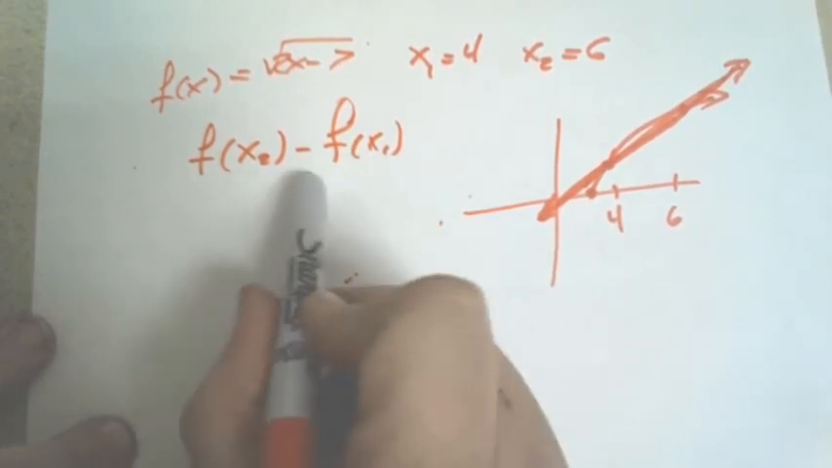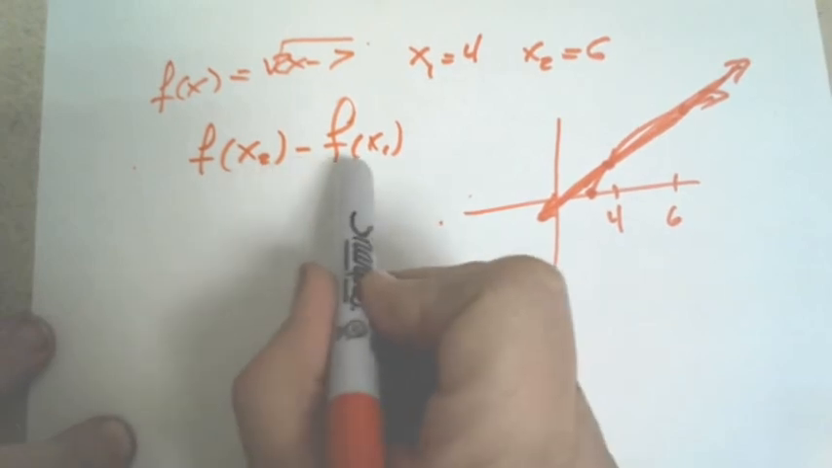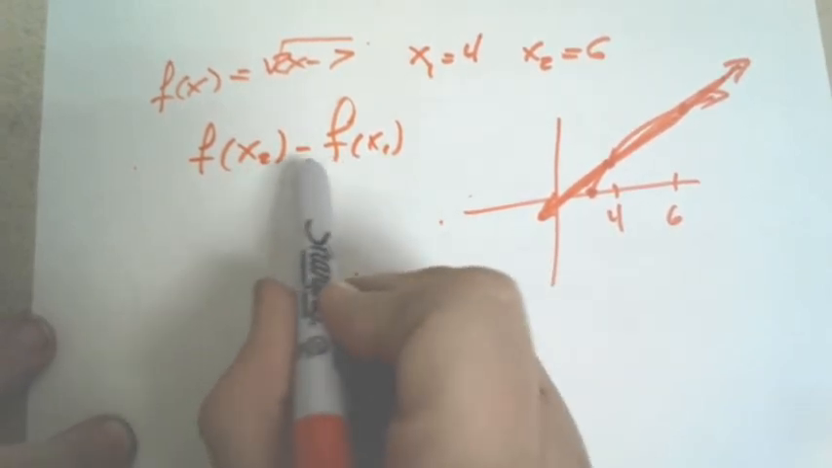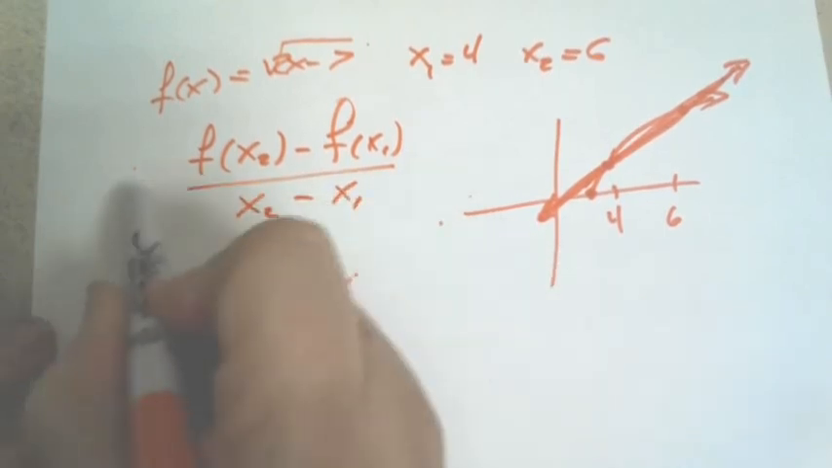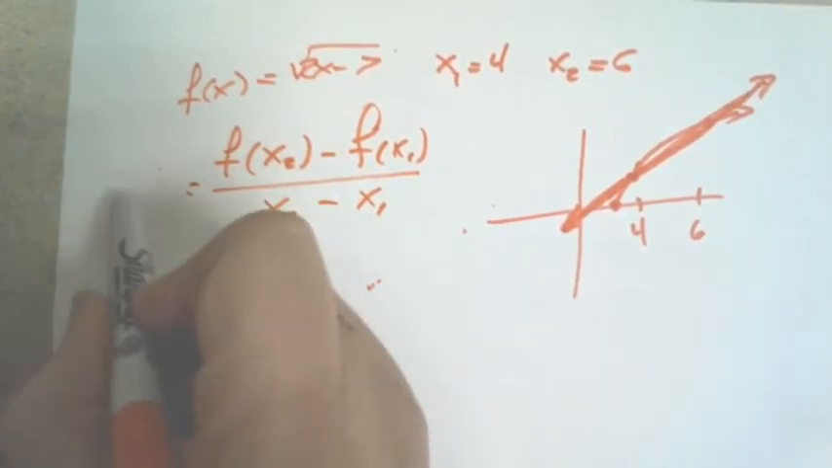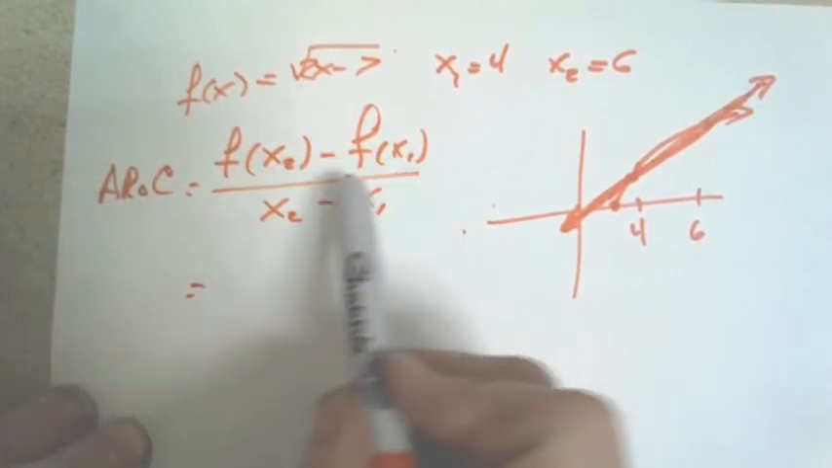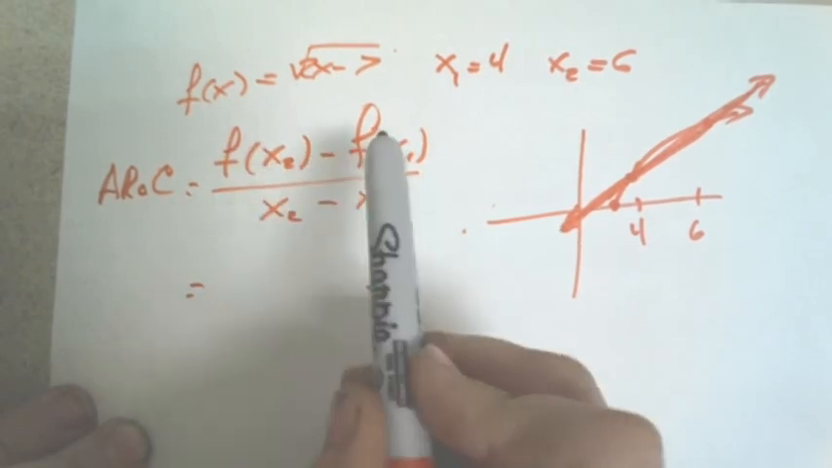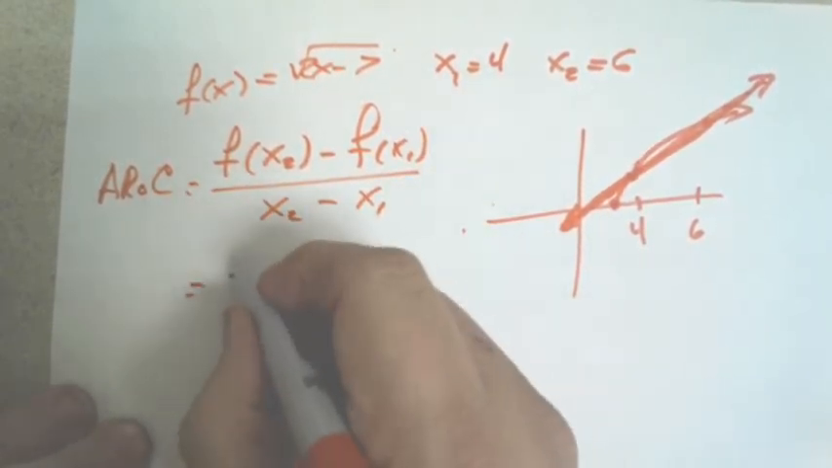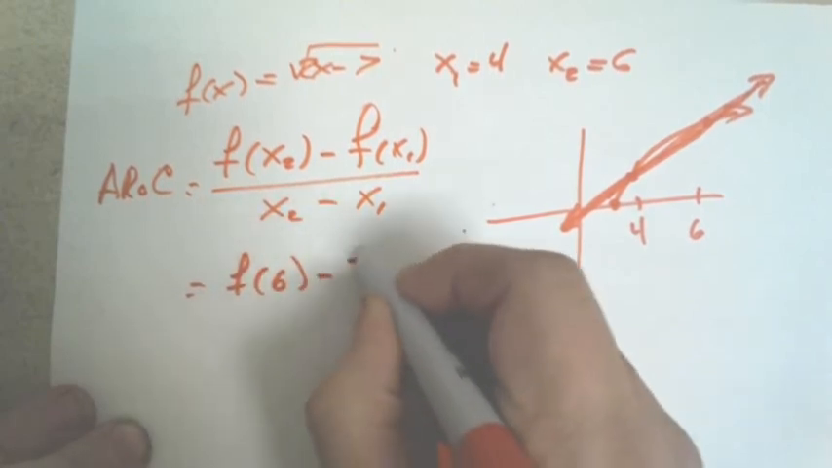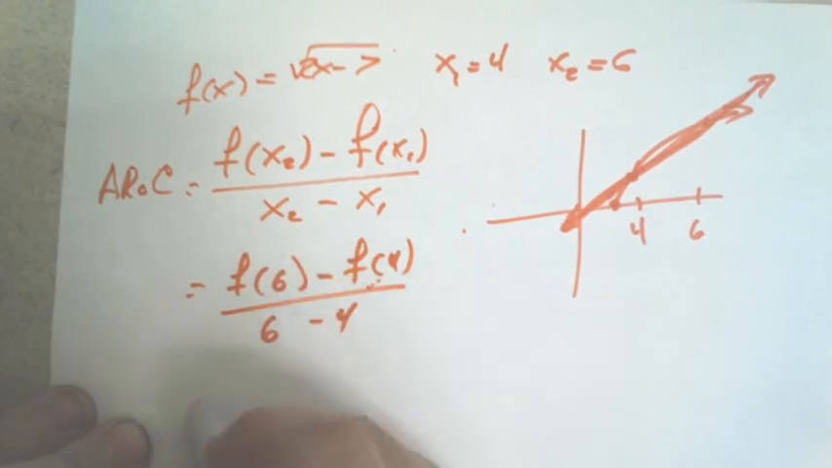This might not look as much like y2 minus y1, but in function notation, it's y2 minus y1. One output minus the other output over the difference in the x values. Now they call this in your section your average rate of change formula, but it's just slope. y2 minus y1 over x2 minus x1. Just our formula for slope. So f of 6 minus f of 4 over 6 minus 4.